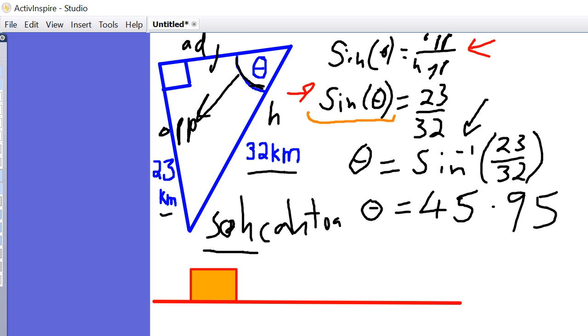Well, this is an angle. We're trying to find an angle. That's what I meant by you must check your answer. We don't want 45.95. We want 45 degrees, and whatever 0.95 is, as what's known as minutes. Just like time has hours, minutes, and seconds, measuring angles has degrees, minutes, and seconds.